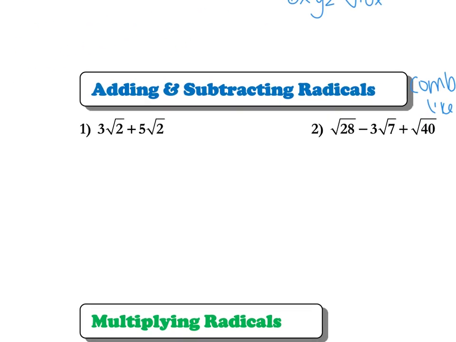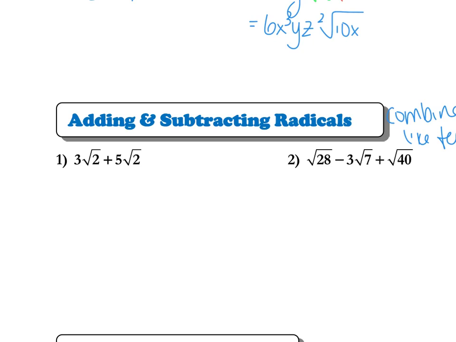Okay, let's take a look at number 1. Notice that it has the same radical, so we just combine the numbers in front. So this is going to be 8 root 2, and you're done. Okay.